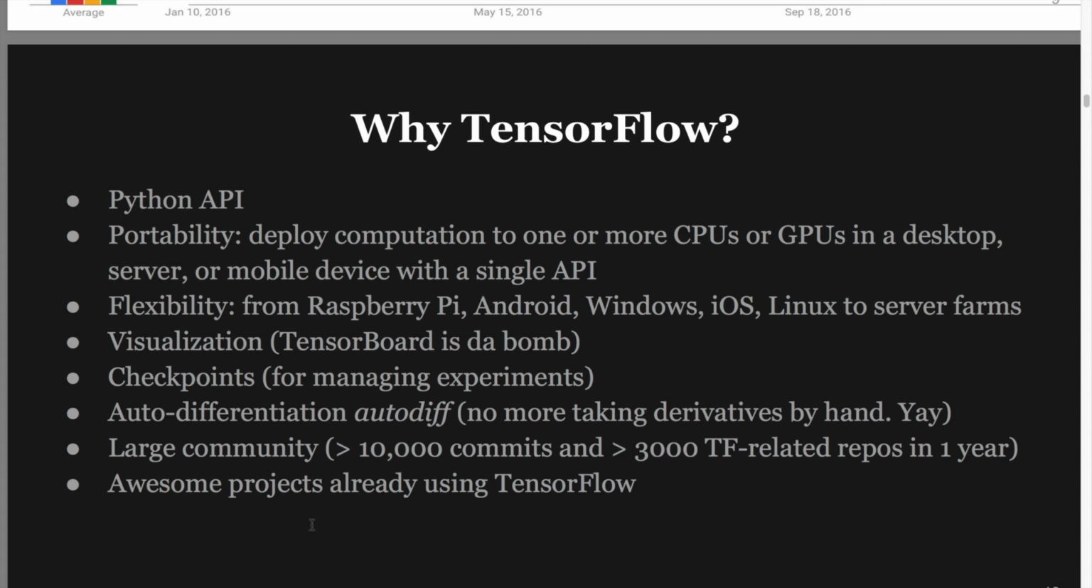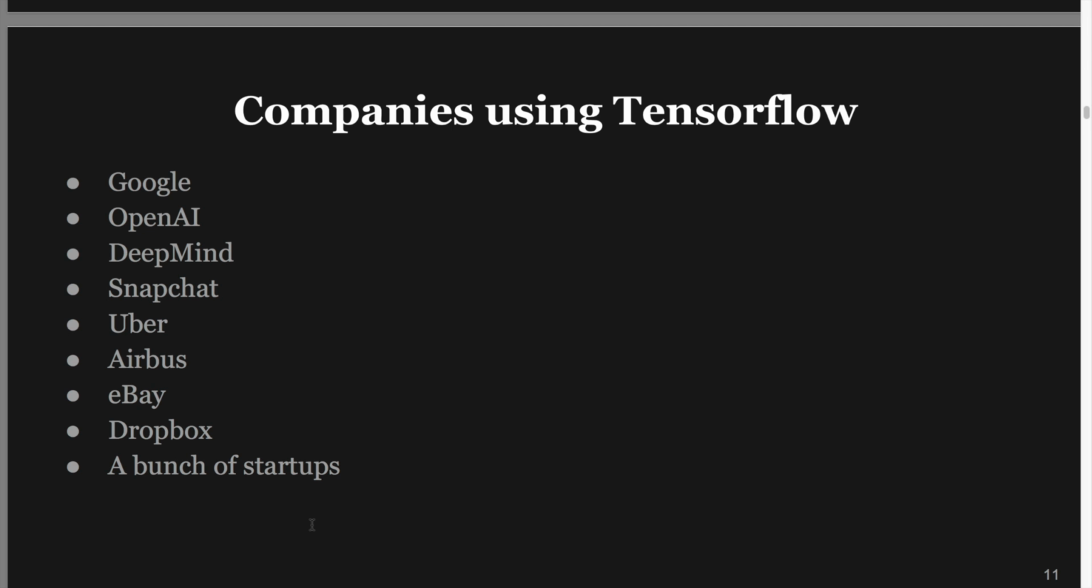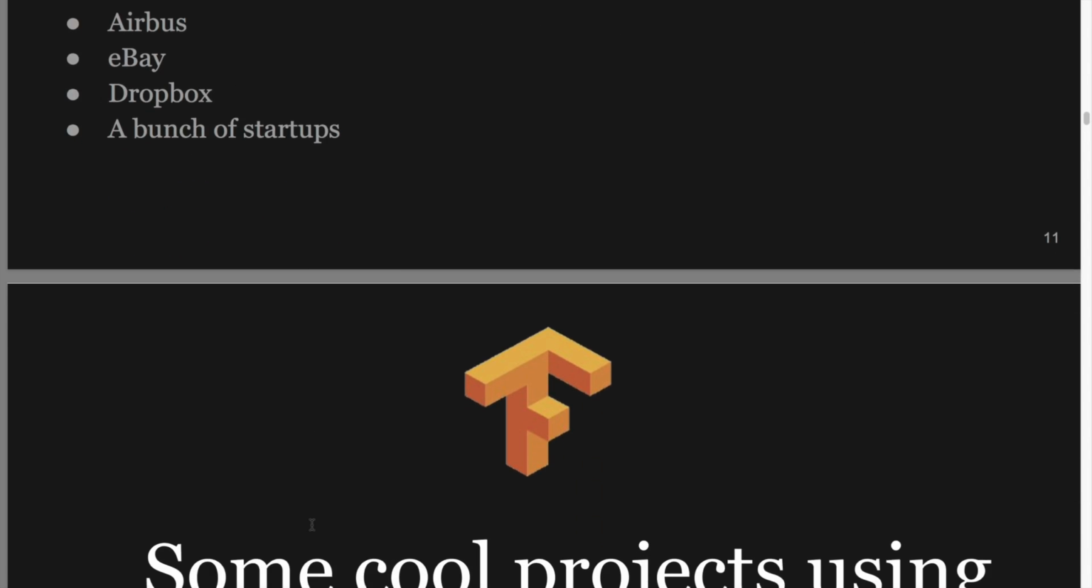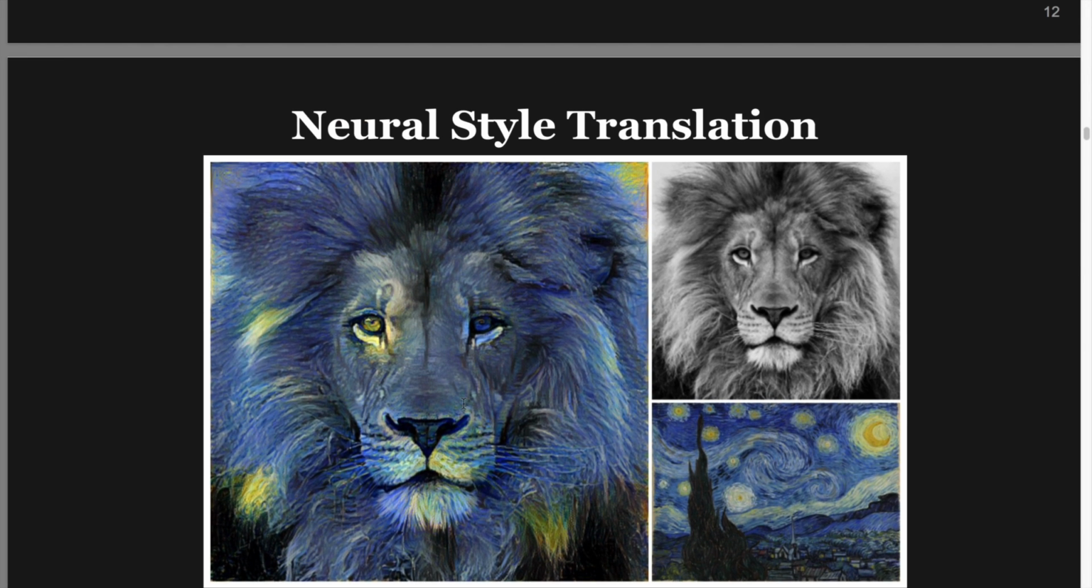Obviously, TensorFlow is being used by a huge community, and it just keeps on growing. Lots of companies are using it. The list keeps on going up. Let's go through some of the projects. So this is neural style transfer. It's an amazing paper where you take two images.